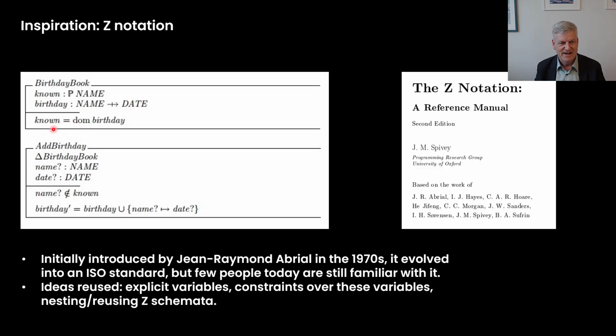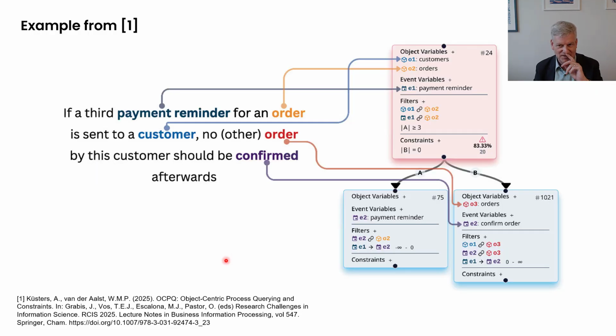So this add birthday schema is using the birthday book schema. So we are using this kind of schema-like notation, explicit introduction of variables, constraints over these variables, and then we allow for a nested structure. The Z notation has been around for a very long time. It's also an official ISO standard, but today I think very few people are familiar with it. But as you can see, it works very well in this domain to use this style.